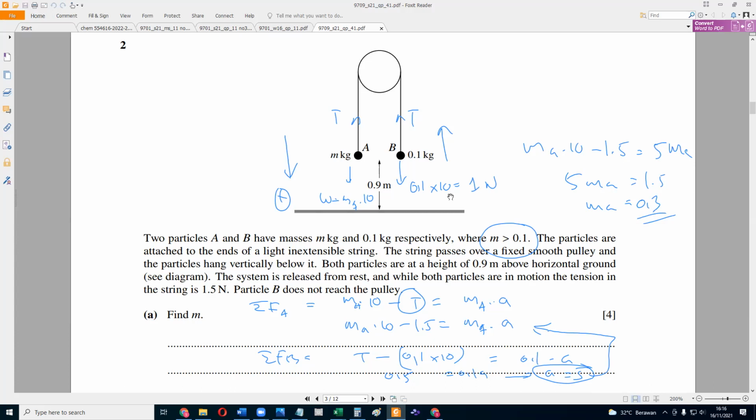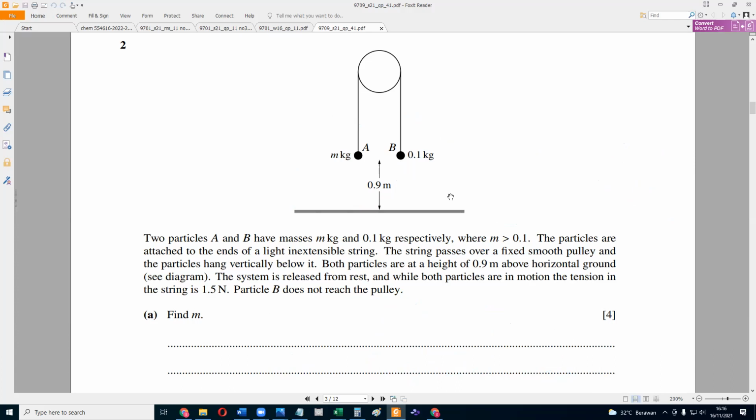Okay. Let me try it again. Let's start at B. Because A is going to be heavier, A is going down and B is going up. So for A, this is positive. Mass A times gravity is going to be a positive force, and the tension is a negative force for A. For B, B is going to go up. So the tension is positive for B, and the mass B times the gravity, the weight of B, is going to be the negative force, because it's trying to go down.